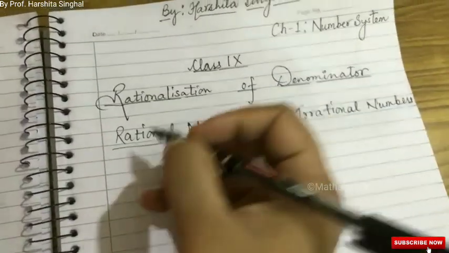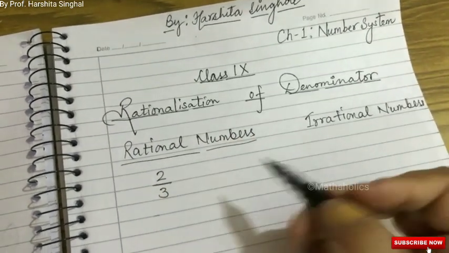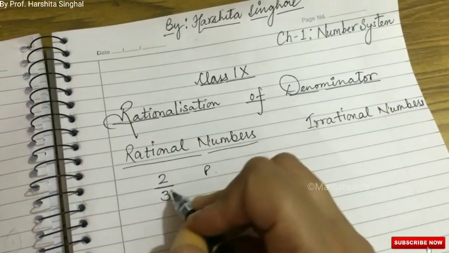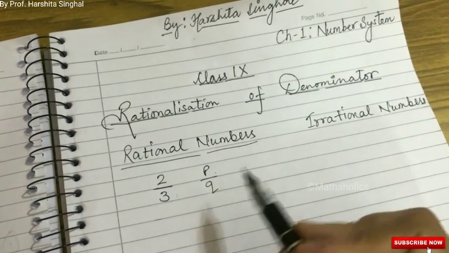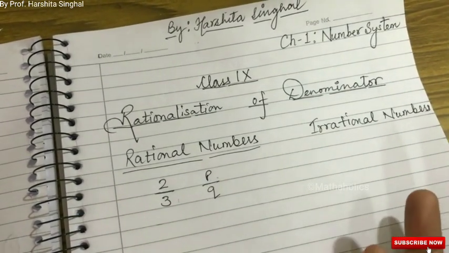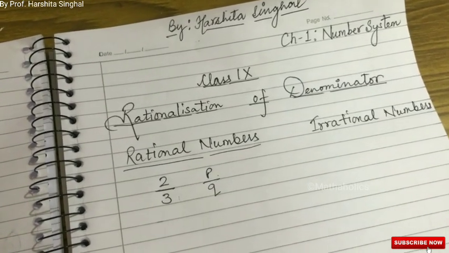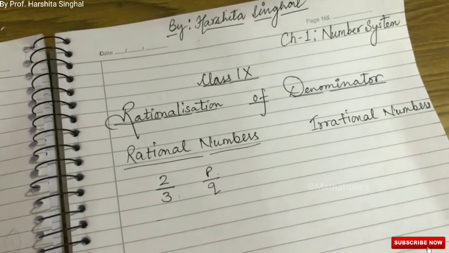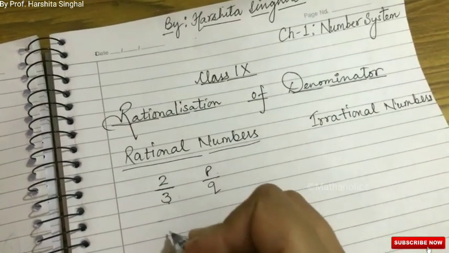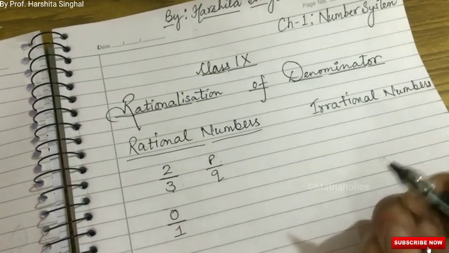So suppose I am writing a number 2 upon 3. Okay, it is in the form of p upon q. We can consider this p as 2 and q as 3, and here one more condition is also there, that q must not be equal to 0. As we all know that in mathematics division by 0 is not possible, so the denominator cannot be 0. So this is a rational number, both are positive. Okay, 0 is also a rational number because it can be written in the form of 0 upon 1.